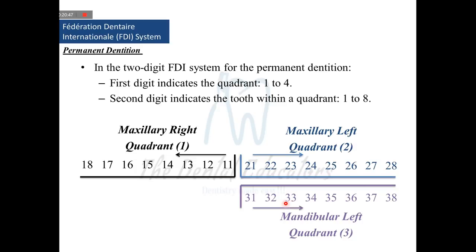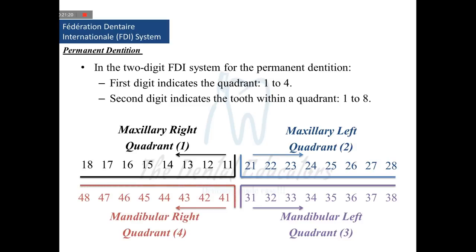Now going on to the third tooth from the midline, we count the mandibular permanent canine. So we number it as 3-3. So 3, the first digit, represents that it's the mandibular left quadrant, and the second digit represents that it's the permanent canine. So 3-3. 3-4 means the first premolar, 3-5 the second premolar, 3-6 the first molar, 3-7 represents the second molar, and finally 3-8.